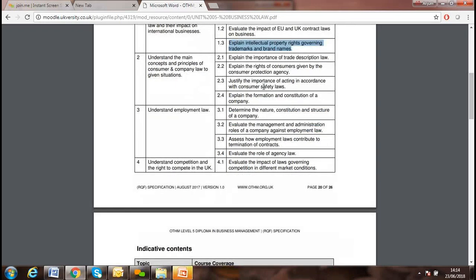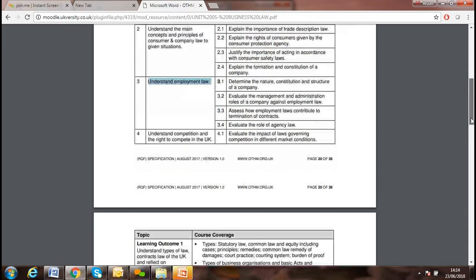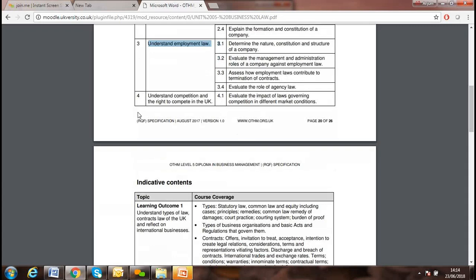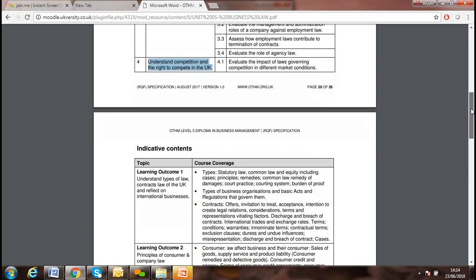Understand the main concepts and principles of consumer and company laws, which is our learning outcome 2, which we'll go through in tomorrow's lesson. And next week we'll go through understanding employment law, which is quite crucial. It's good to know because we all work in different companies and we need to know our rights and responsibilities. Then understand competition and the right to compete in the UK. What are the competition laws? In some countries there may be monopolies, but in other countries monopoly is an illegal thing, which we'll go through in detail.